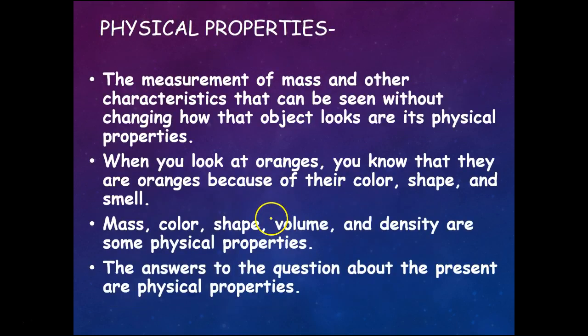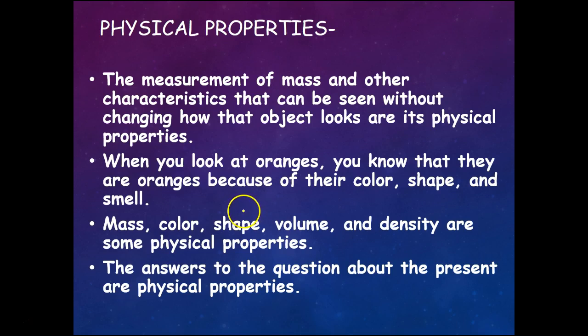Physical properties. Physical properties are properties that tell us what things look like. So oranges are orange. They have a round shape. They smell like oranges. They have a certain mass. They might take up a certain volume.